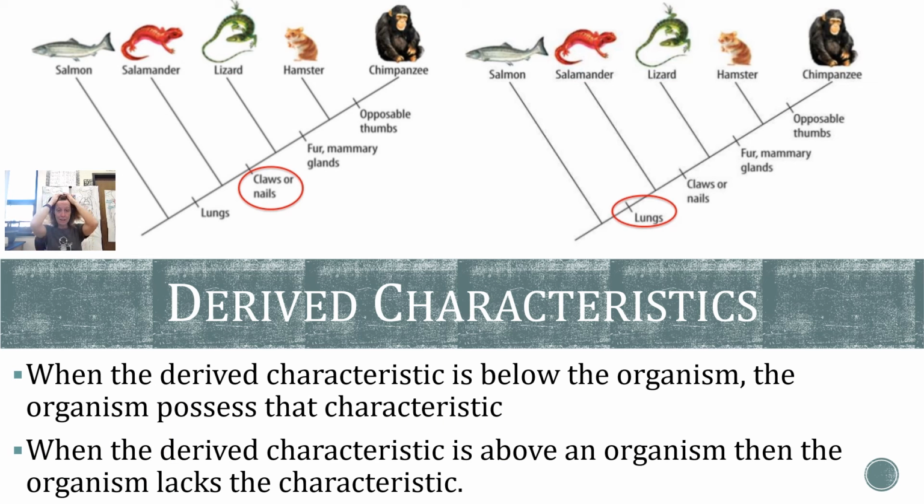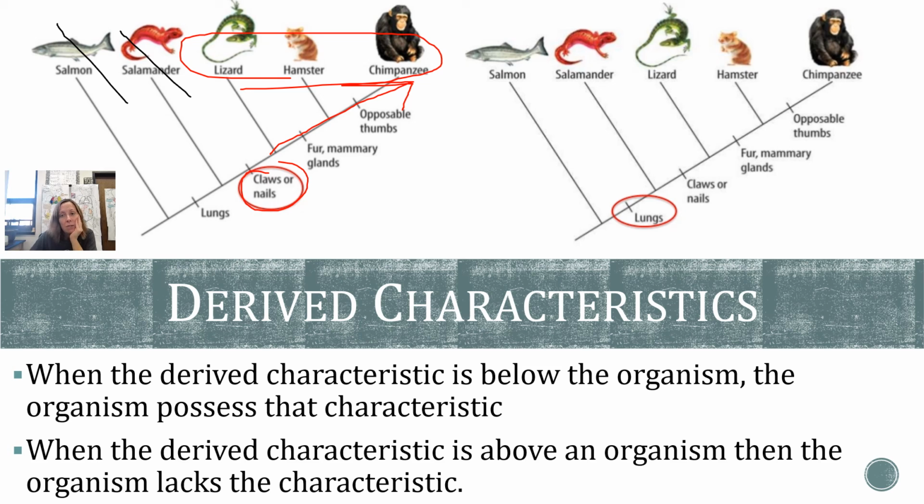So last one, derived characteristics. When a derived characteristic is below, the organism has it. This is what I just went over. And when it's above, the organism doesn't have it. So claws and nails are going to be found on all of the guys this way: lizards, hamsters, and chimpanzees. Whereas the salamander and the salmon do not have claws and nails because it's above them.